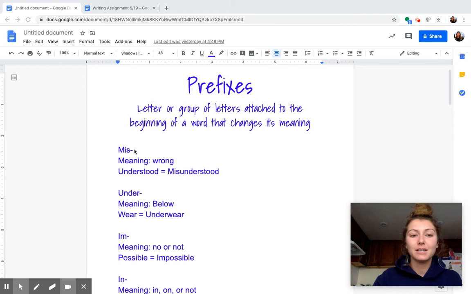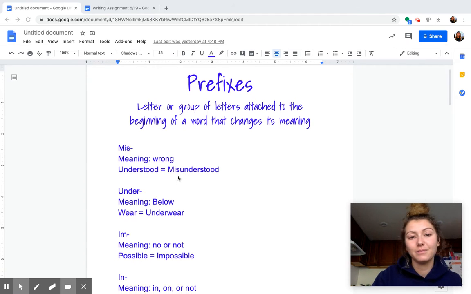So our first prefix is miss. Its meaning is wrong. When we add miss to a root word, we tell that the root word then is wrong. So if our root word is understood, when we add miss as a prefix, we have misunderstood. That means to understand incorrectly, to be wrong in understanding.